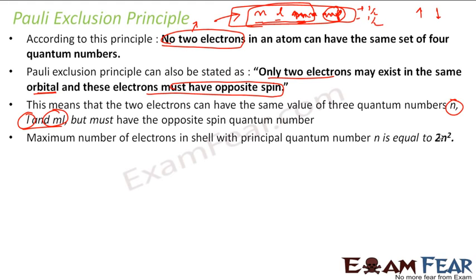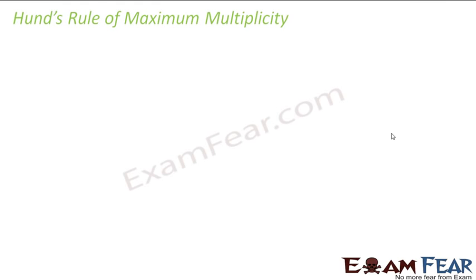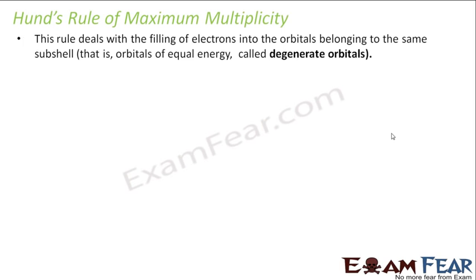And the maximum number of electrons in a shell is 2n square. For a given n, for example, for 1s, I have 2 into 1 square. For 2s, 2p, it will be 2 into 2 square. For 3s, 3p and 3d, the maximum in this shell will be 2 into 3 square electrons. Then we have something called Hund's rule of maximum multiplicity.